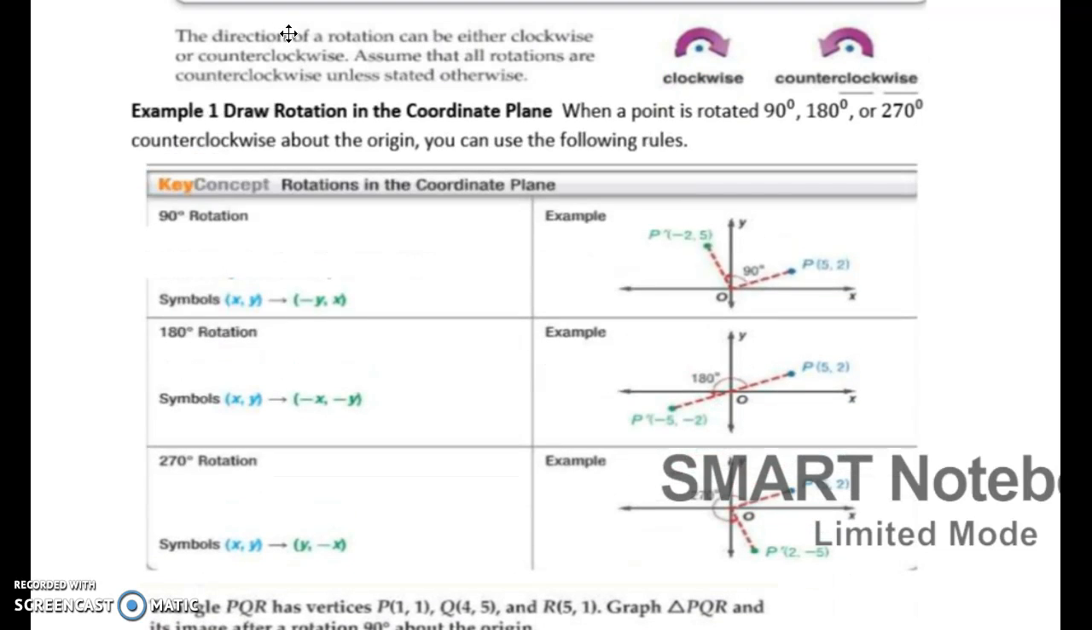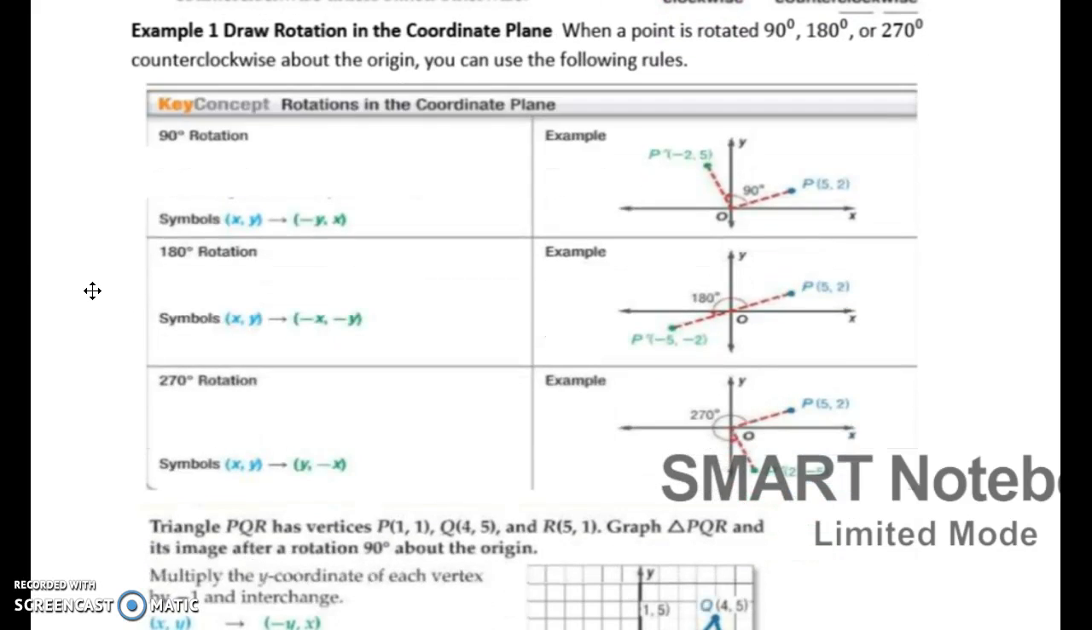But the important thing you need to know from up here is that the direction of a rotation can either be clockwise or counterclockwise, so like the hand on the clock goes, or the opposite way. But we should assume that all rotations are counterclockwise, so they all go to the left, is another way to think of it. So there's a few different types of rotations that we have. You could have one that's 90 degrees, 180 degrees, or 270 degrees about the origin. There are some rules that we can follow for those three rotations that make your life a lot easier. So let's go ahead and talk about those.